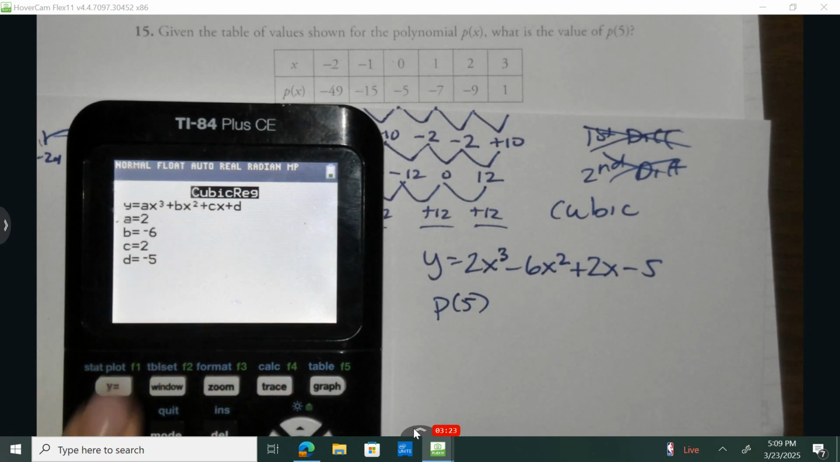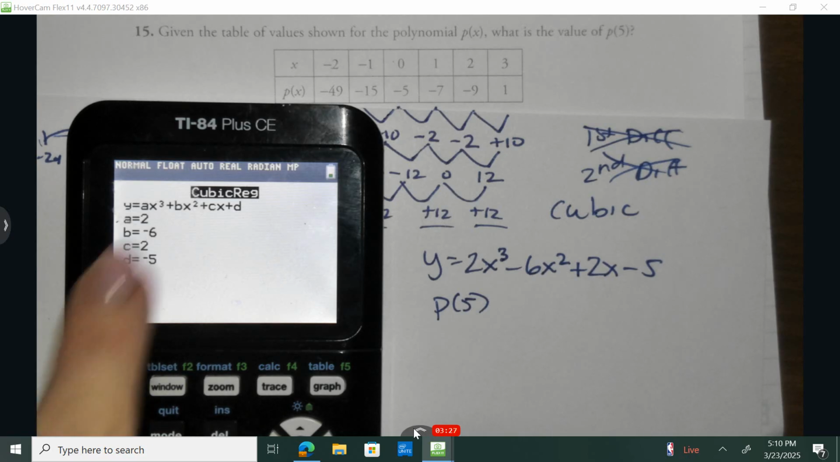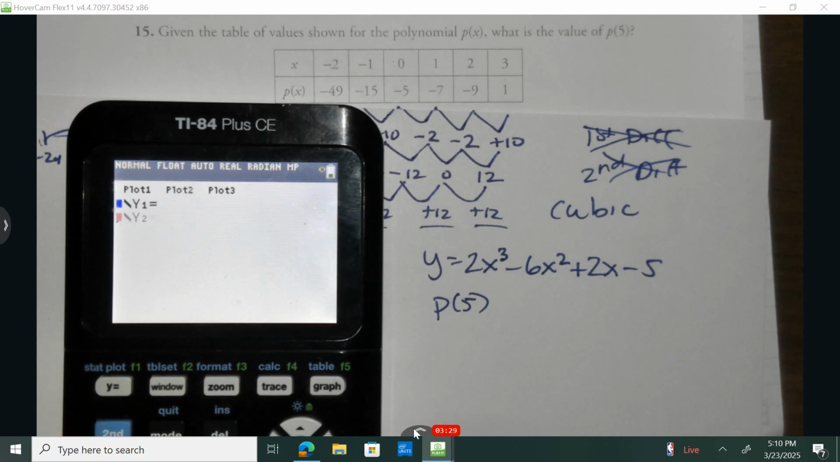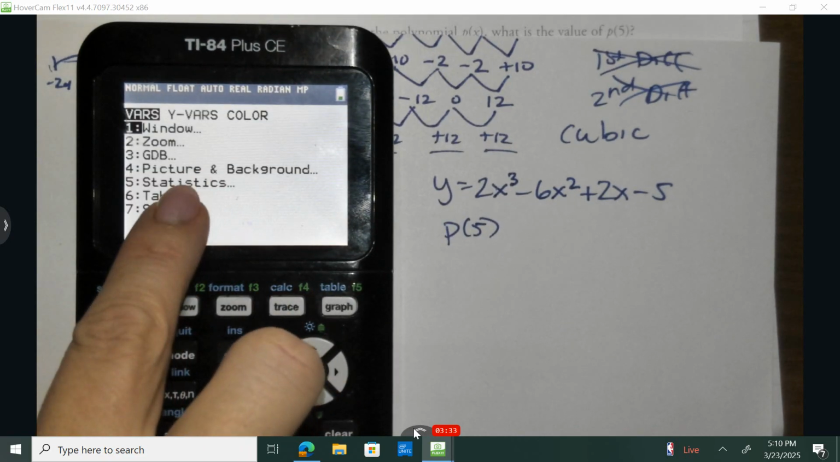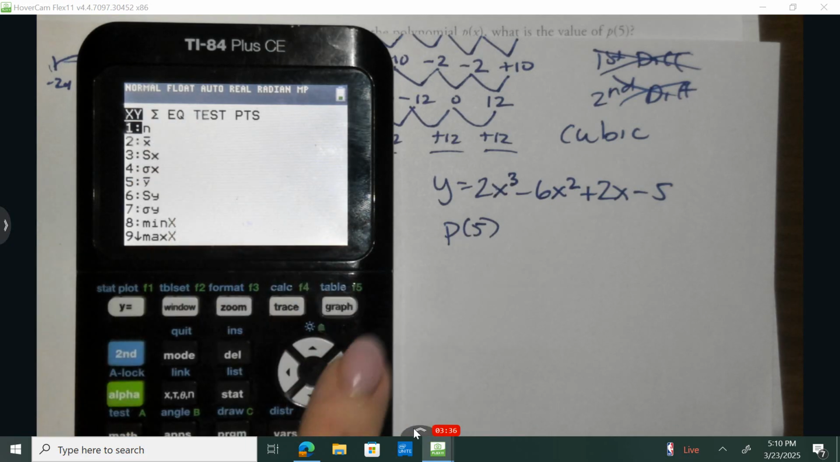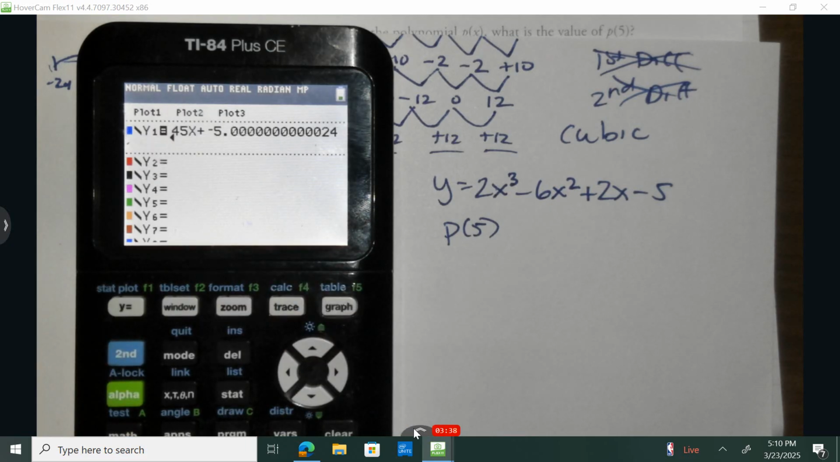I want to copy this into the function. That's one way to do it. So we're going to come up here, and to copy this in, like copying and pasting, after you hit y equals, I want you to find the button that says vars, and then go down to Stats. Now go to Equation and press Enter. That's your copy and paste.